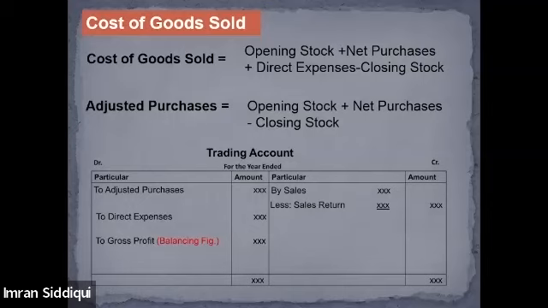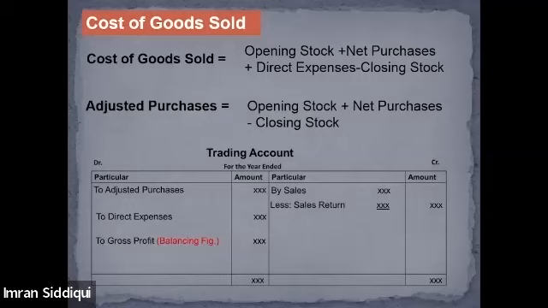Please note this down in your notebook. First of all, cost of goods sold is calculated by adding the opening stock, the net value of the purchases, direct expenses, minus the closing stock.